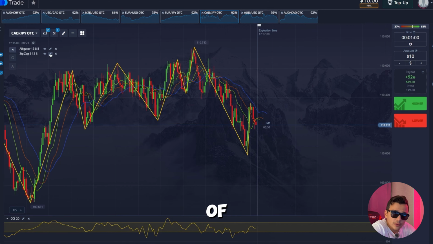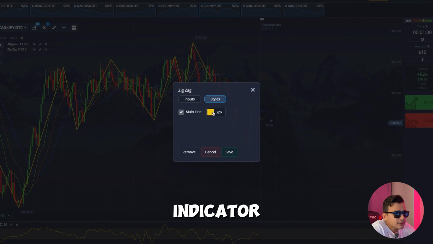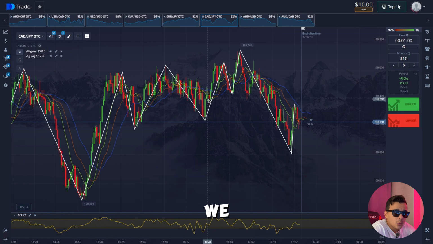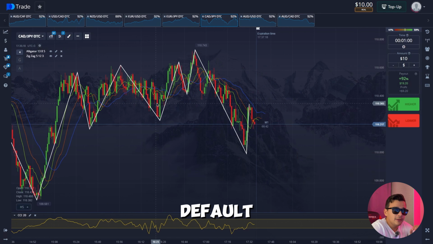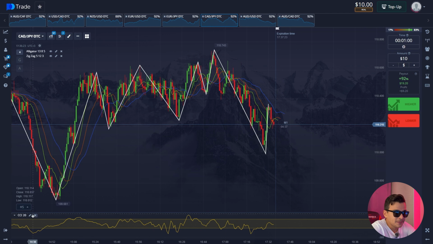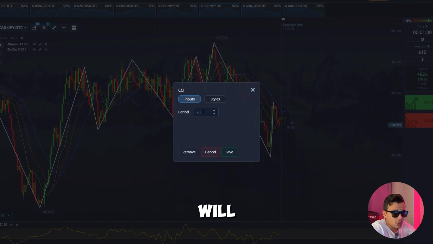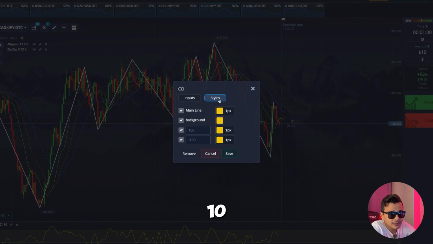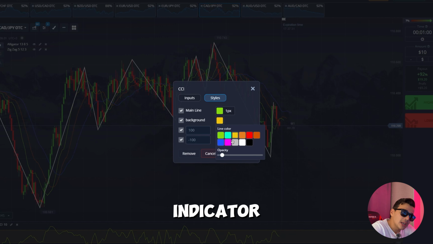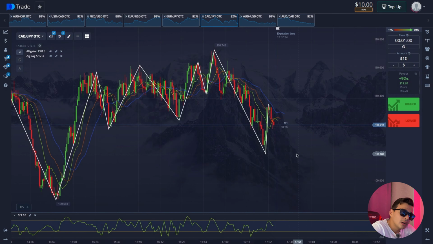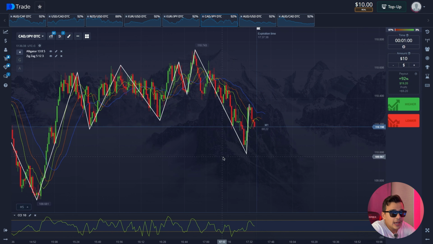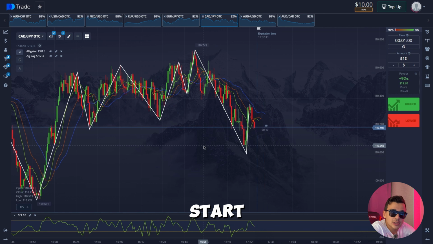This is the selection of indicators. Let's change the indicator visualization so that we don't get confused when trading. We leave the Alligator with default settings. We also leave the Zig Zag with default settings. SSI, we will set the period 10. We will also change the visualization of this indicator. We will also leave the oversold and overbought area unchanged. And in general, we are ready to start trading.